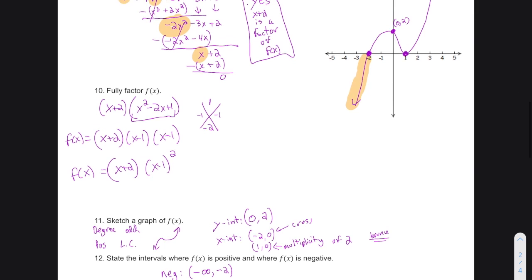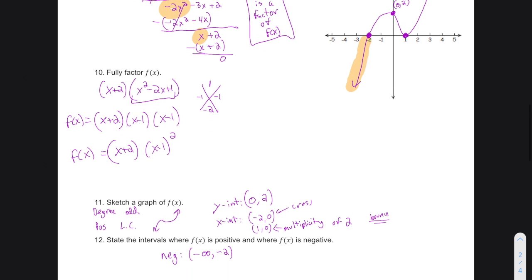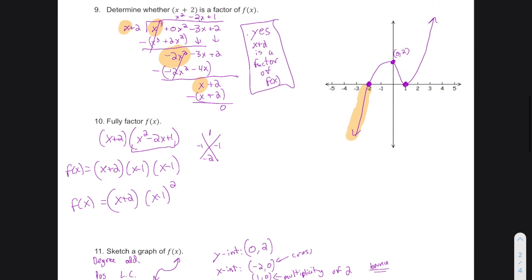Everything else is positive other than our x-intercepts. So we can say that we are positive from negative 2 to 1, and then from 1 to positive infinity, because every other part of our graph is considered to be positive outputs, positive y values, but on those x-intercepts, our outputs are 0, which is not technically positive.